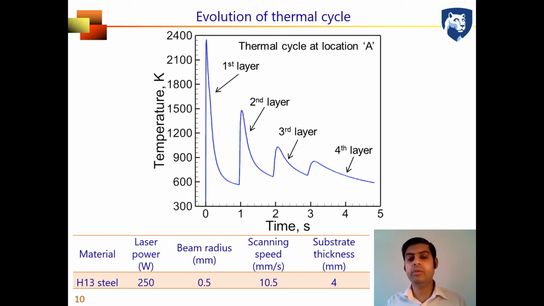So you can see the cooling will become slow. But the bottom line here is the repeated thermal cycle, repeated heating and cooling during the deposition of many layers during additive manufacturing, noted at the same location, can significantly affect the evolution of microstructure and properties.